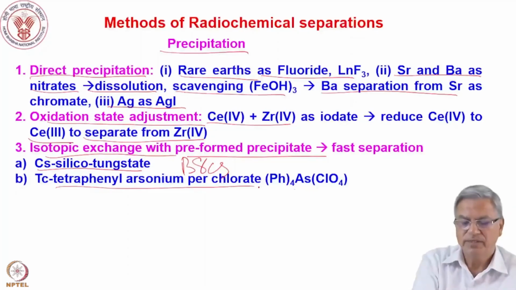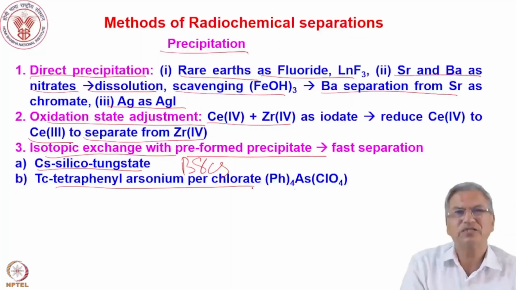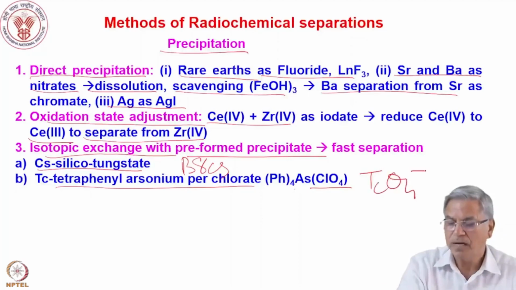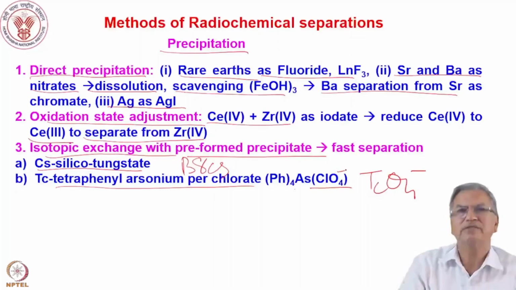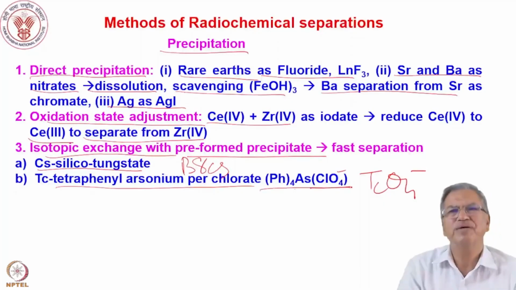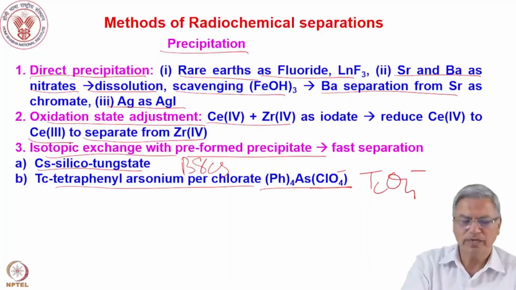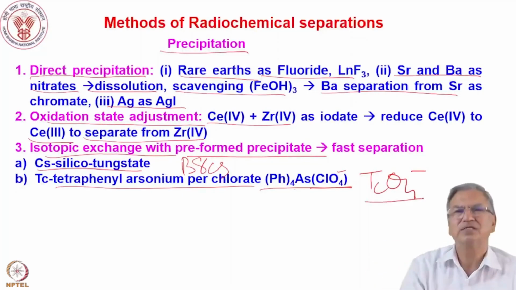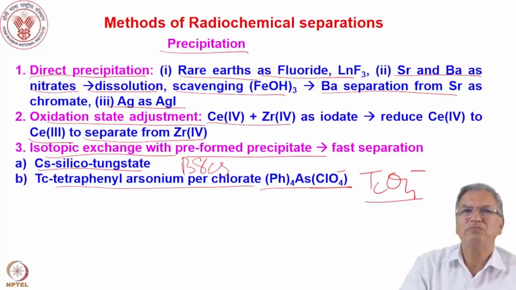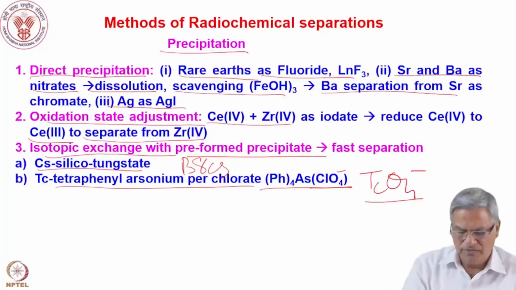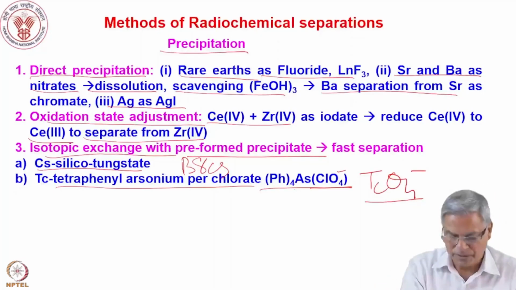Similarly, for technetium, technetium doesn't have any stable isotope. But perchlorate ion and TcO4 ion are quite close in chemistry. So if you have perchlorate precipitate of tetraphenyl arsonium, so this is the precipitate. So instead of technetium, we use perchloric acid and precipitate this out. And again, this precipitate you exchange with technetium. So technetium-99 can be precipitated as tetraphenyl arsonium pertechnetate. So this is like a co-precipitation, and very fast you can do radiochemical separation.